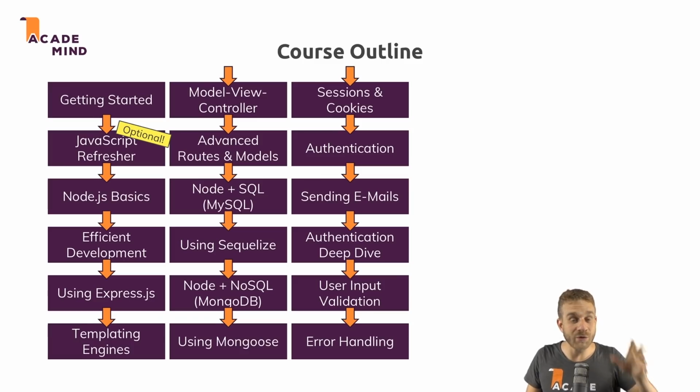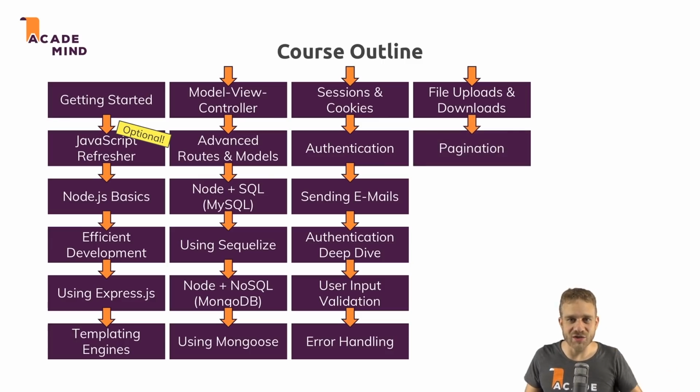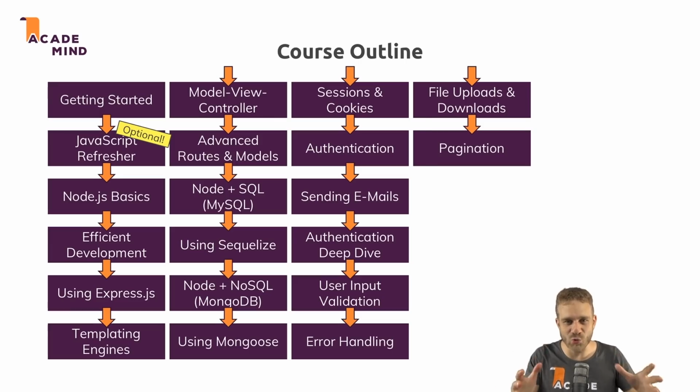Now, thereafter, we'll dive into something important. File up and downloads. How can you handle these? How can you write code that takes incoming files, stores them, and is able to return files? I'll also show you how you can automatically generate PDF documents on the server in this module. We'll then have a look at pagination, so how we can return our data in chunks instead of all the data at once, which is not ideal for your bandwidth.